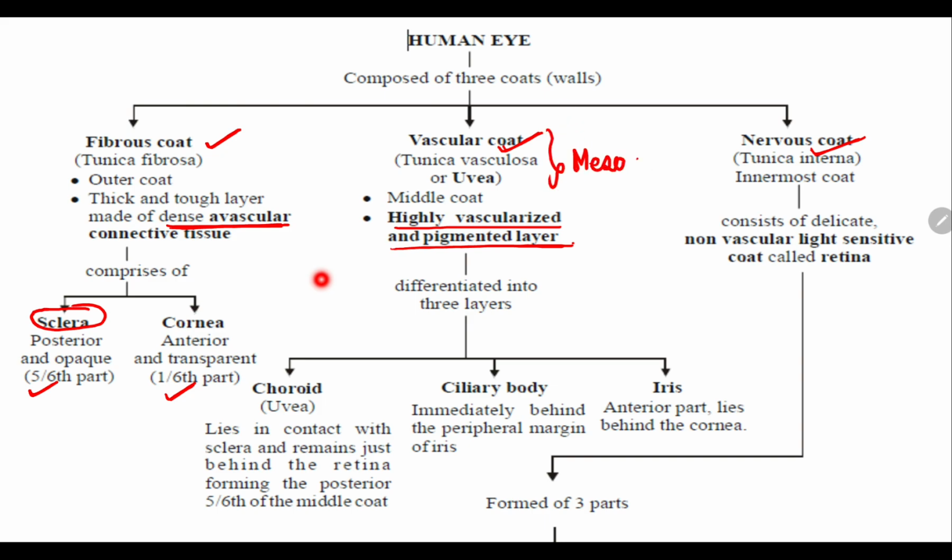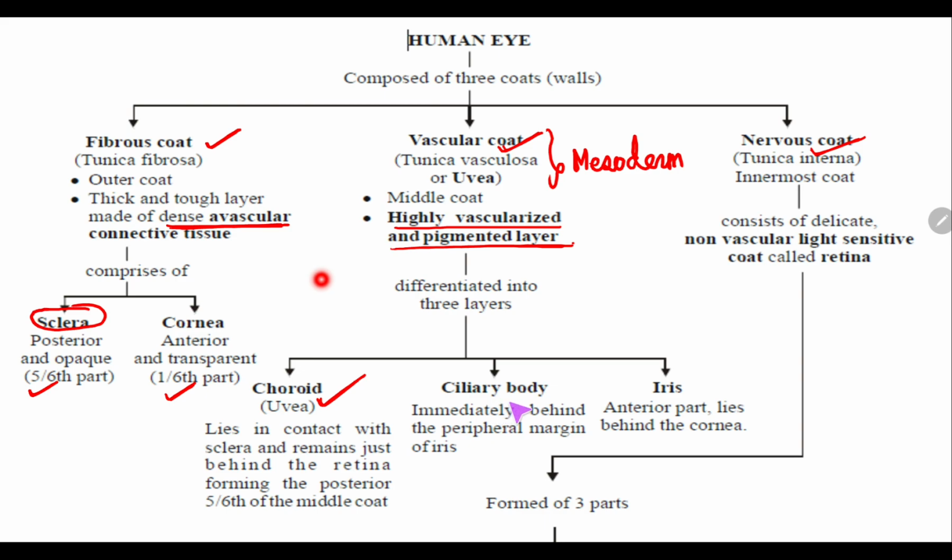It originated from mesoderm. And it has a total of three parts. First part is called choroid. Choroid is present inside, we are calling it uvea, right? And this uvea is a hyperpigmented layer, it prevents refraction of light.